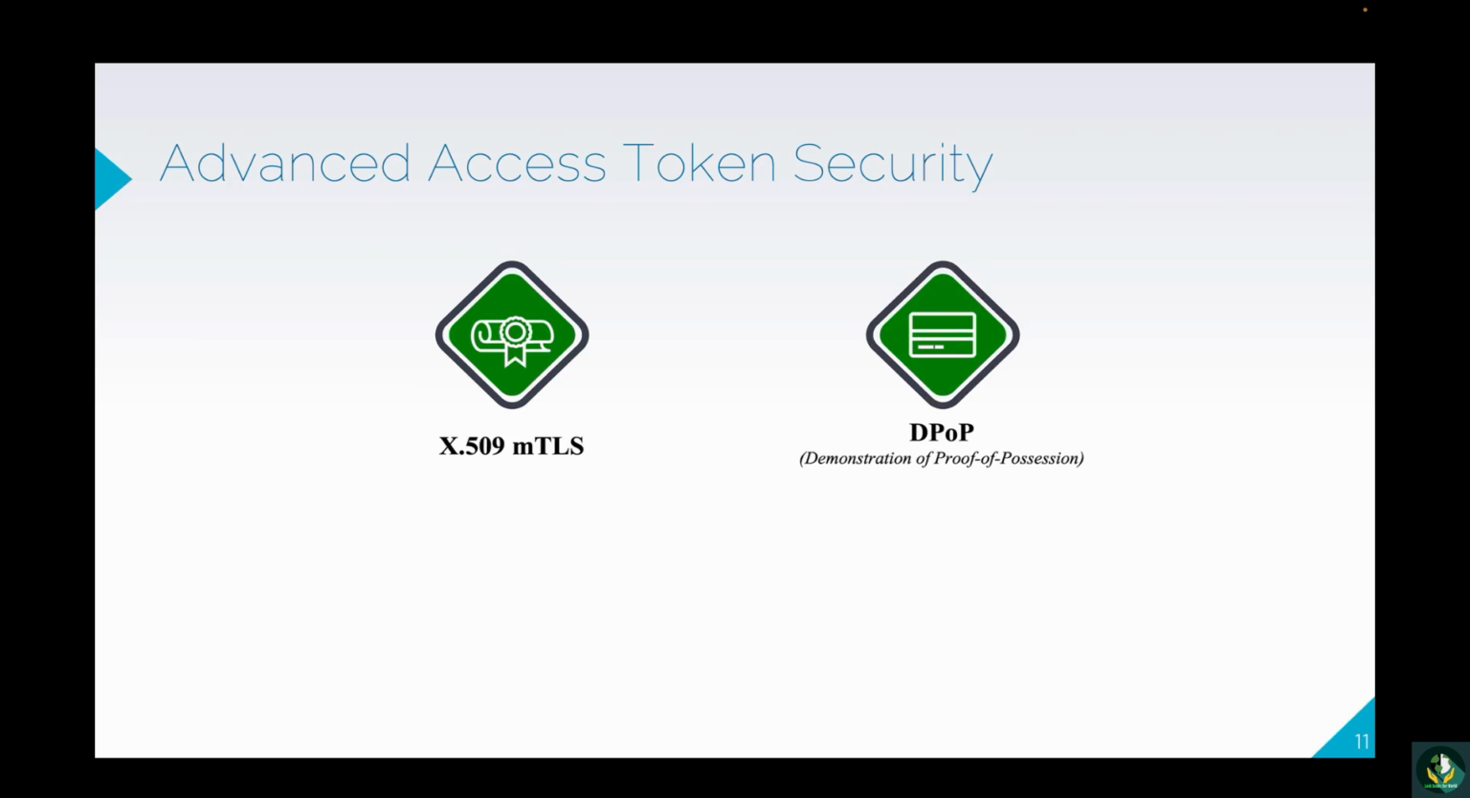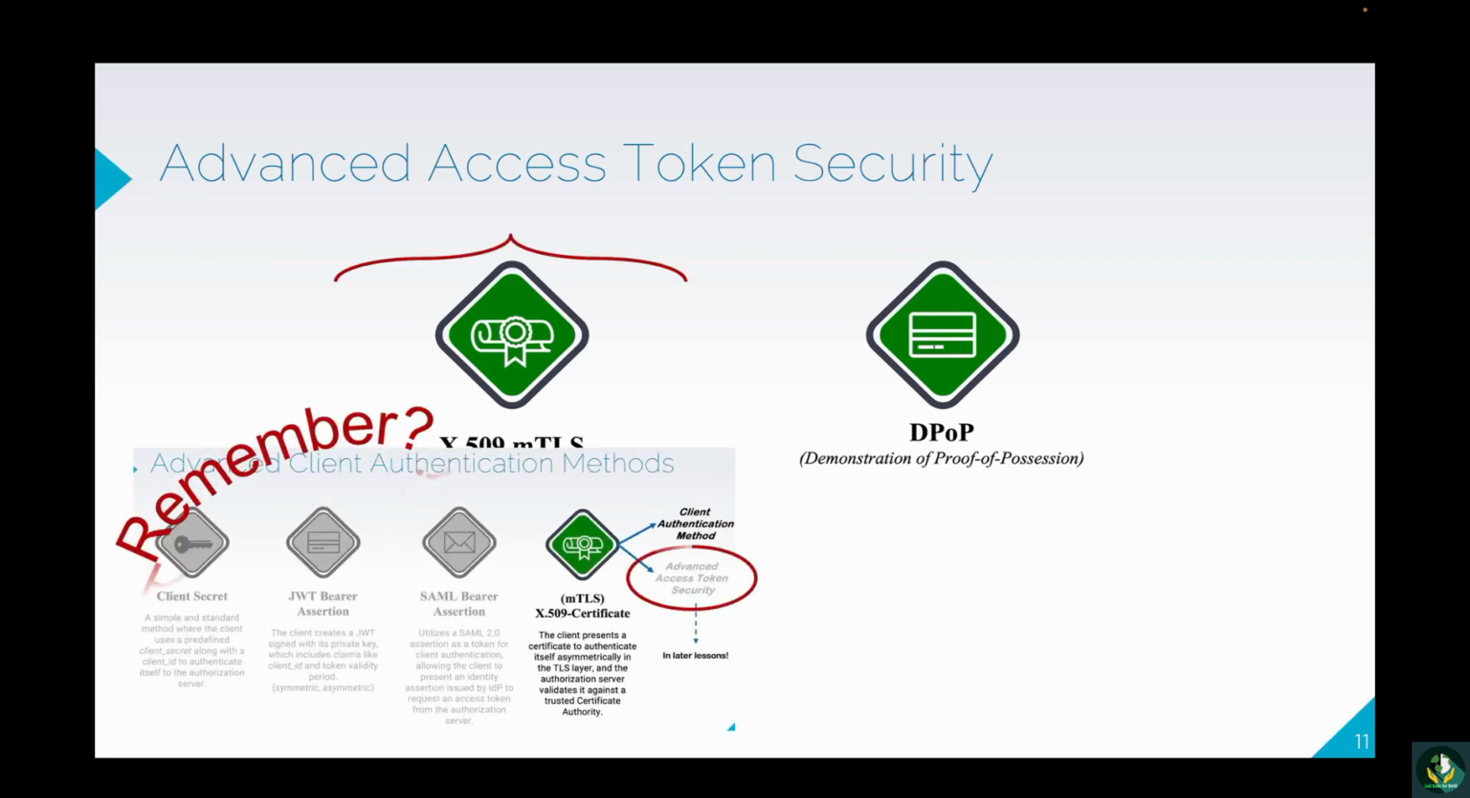Both mechanisms are part of the FAPI 2 standards, which aim to enhance security and interoperability in high-risk environments such as financial services. We have already discussed X509 MTLS in previous lessons as a client authentication method. Now we will explore how it functions as an advanced token security mechanism.